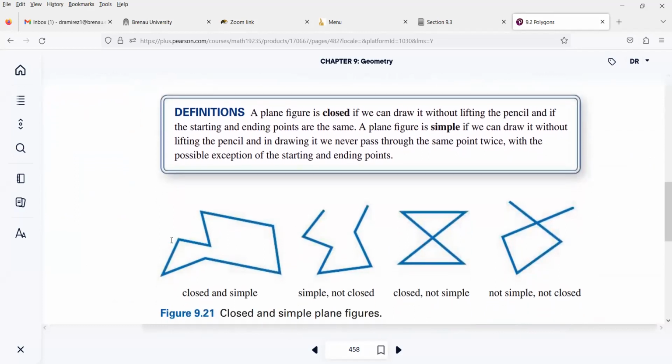Like we can see, the first figure is closed and simple. The second one is simple, but it's not closed. The third one is closed, but it's not simple because you pass through the same point, I should say twice. And the fourth one is not closed and is not simple.